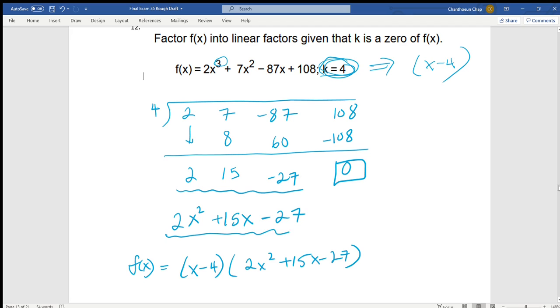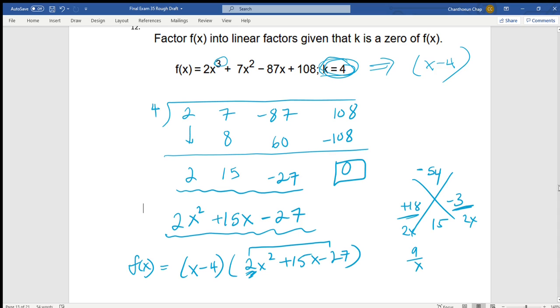And from synthetic division, we have 2x squared plus 15x minus 27 is left over after we take out x minus 4. And that's negative 54. And then we'll put the 15 on the bottom. Positive 18 and negative 3. Those are the two numbers. Now we can use the bottom up technique for this. I can divide both of these by the leading coefficient. That's 2x. And then we can reduce. This is 9 over x. This one is negative 3 over 2x.